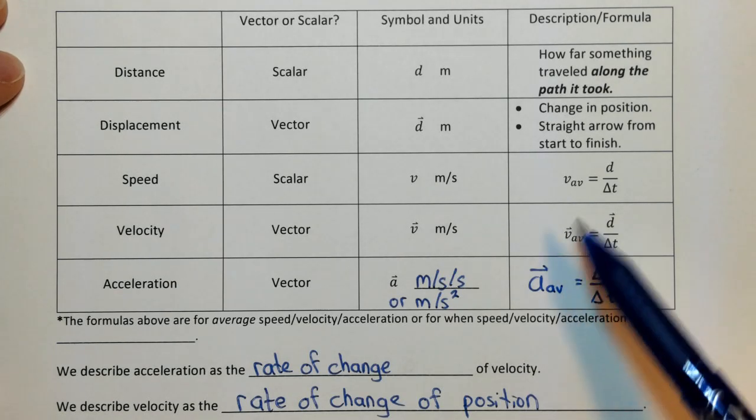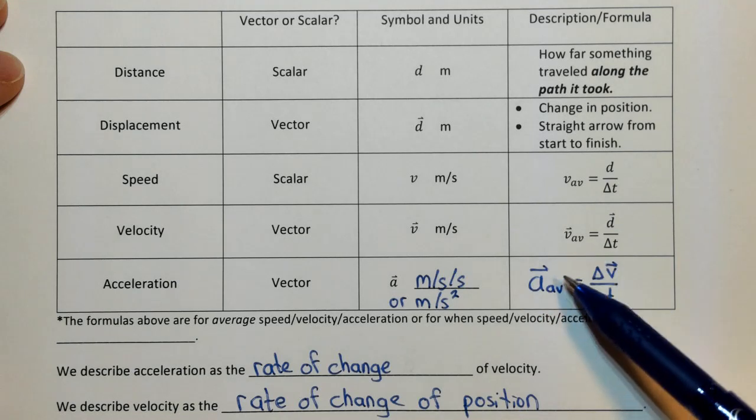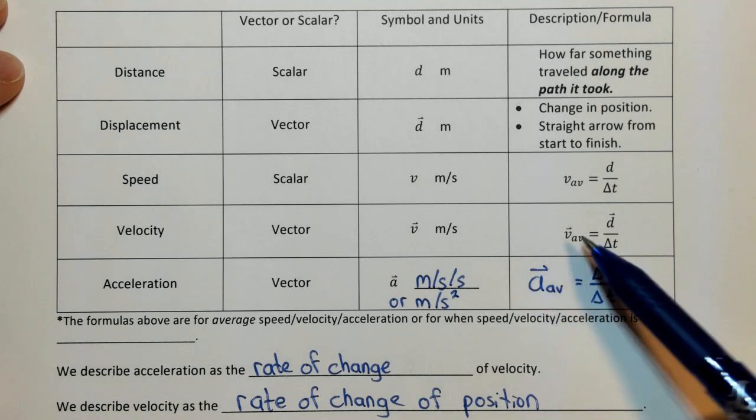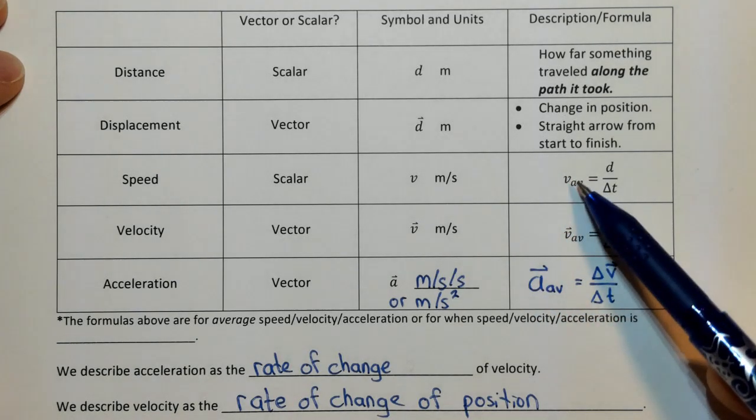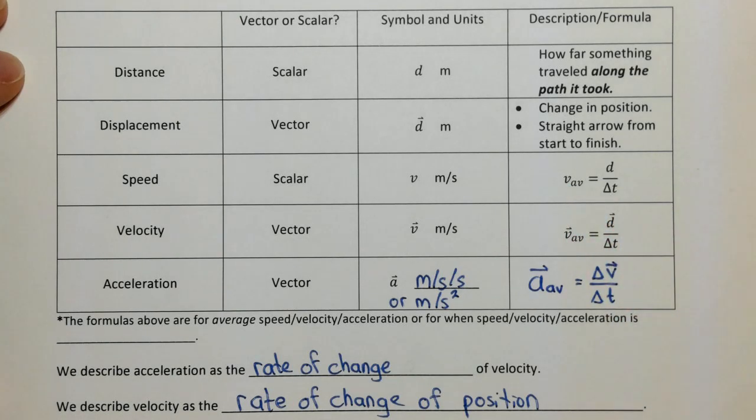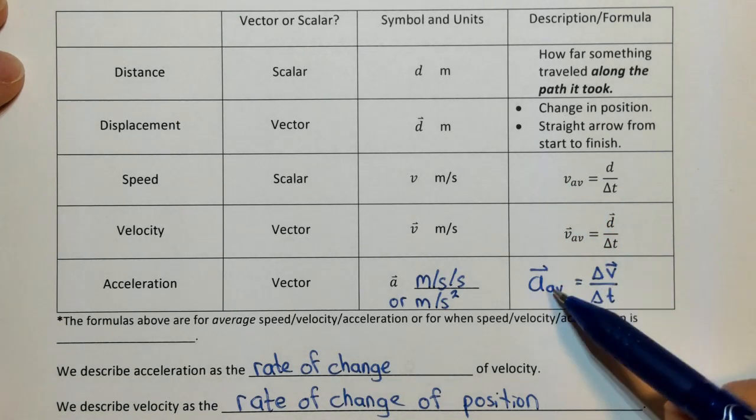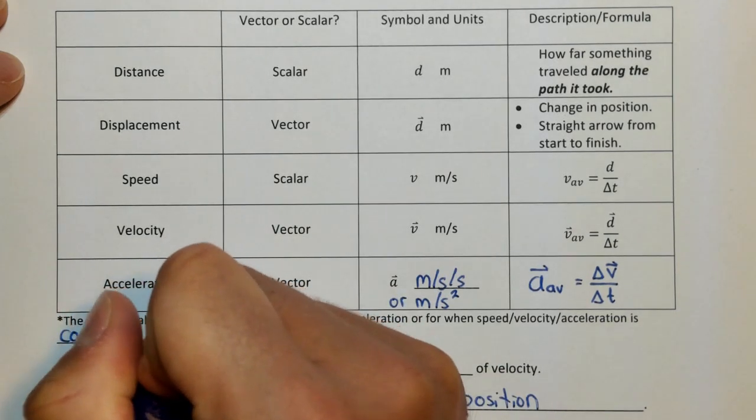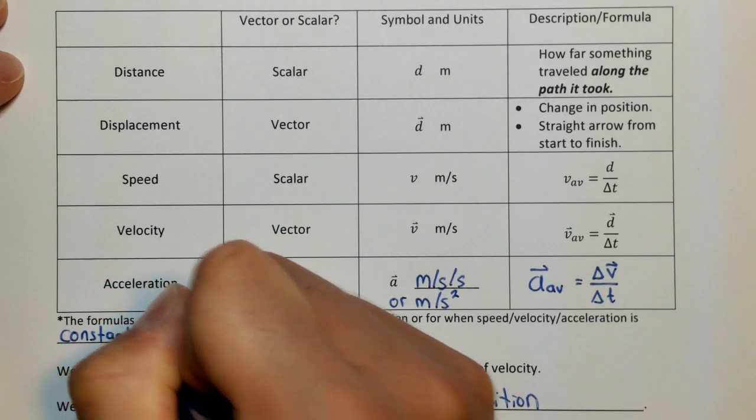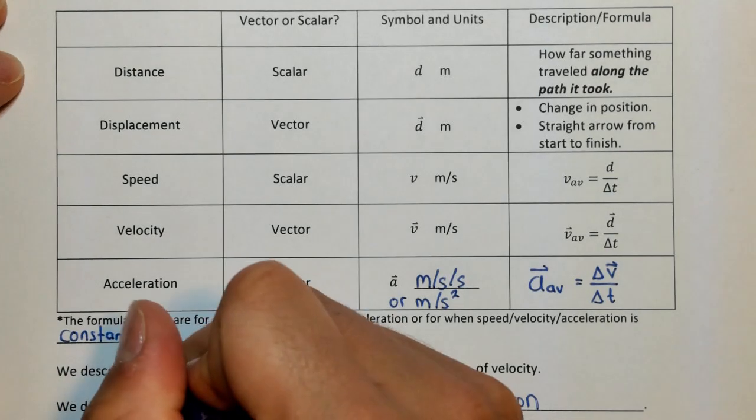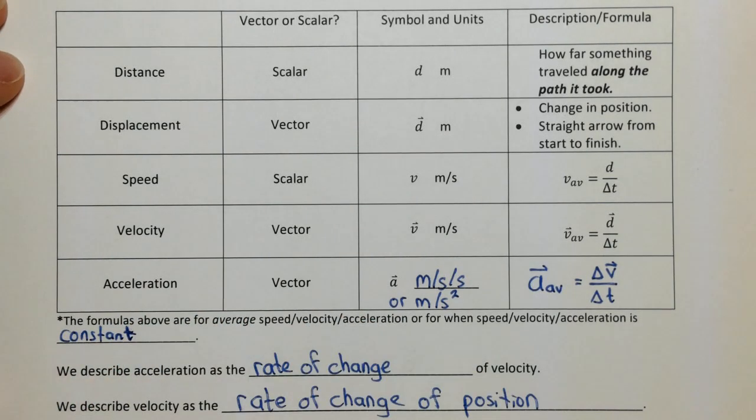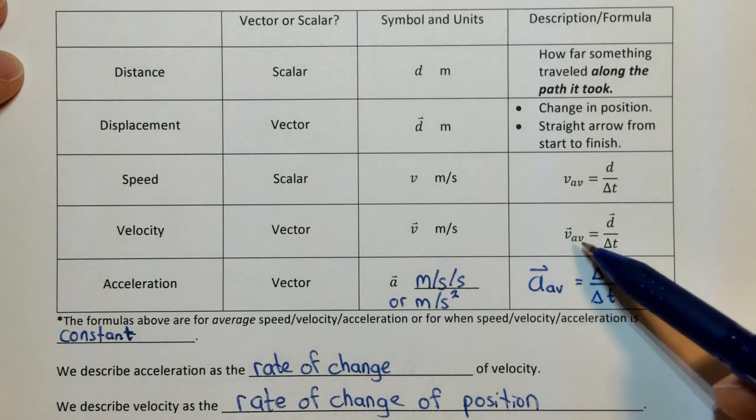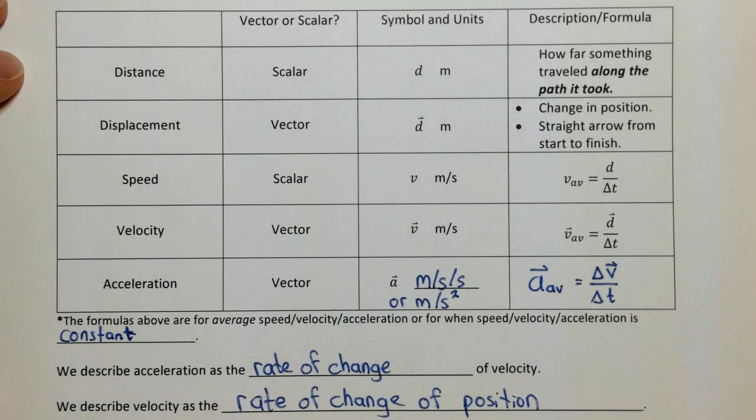So these formulas are most useful if we want to know the average acceleration, the average velocity, or the average speed, or if we're in a situation where acceleration, velocity, or speed are constant. If your velocity is constant, for example, it's fairly easy to find out what it is because it's not jumping around. It's not changing all the time. And you can just find the average, and that is the velocity the whole time.